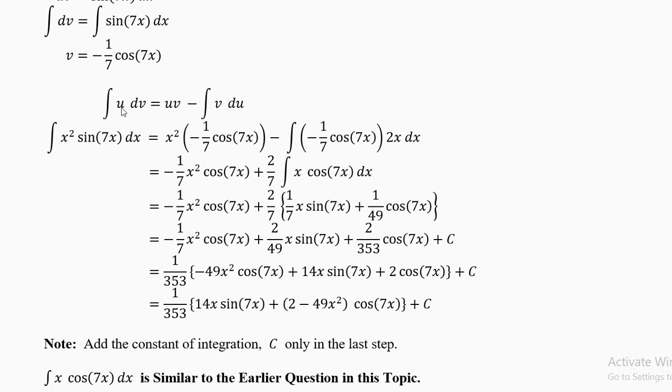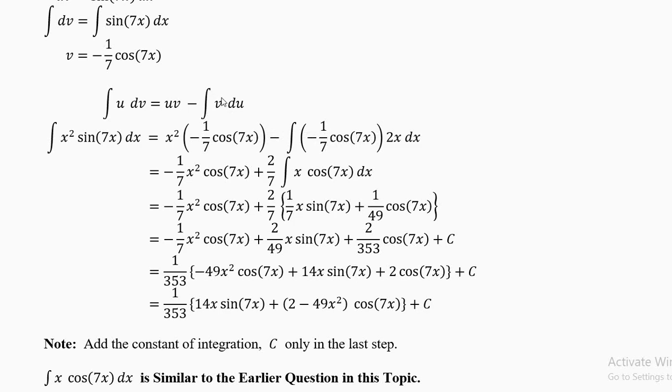Now use your main formula, integral u dv equal to uv minus integral v du, u equal to x square, v equal to, open a bracket because there is a minus 1 by 7. You have to do it carefully, minus 1 by 7 cosine 7x. Open the bracket, you will get minus 1 by 7 x square cosine 7x. Copy it in 4-5 steps till you finish the answer. Now v is how much? Bracket minus 1 by 7 cosine 7x.